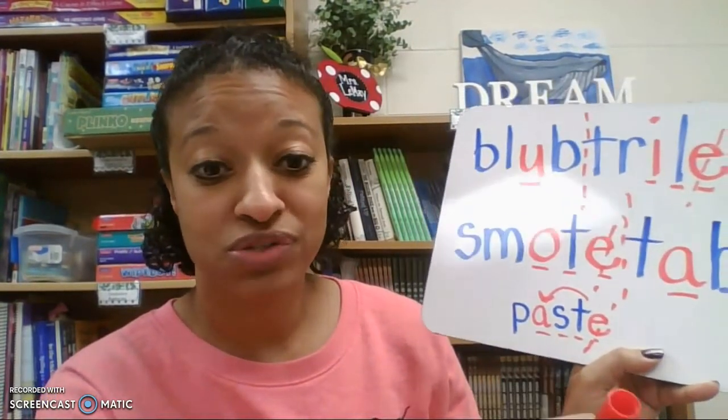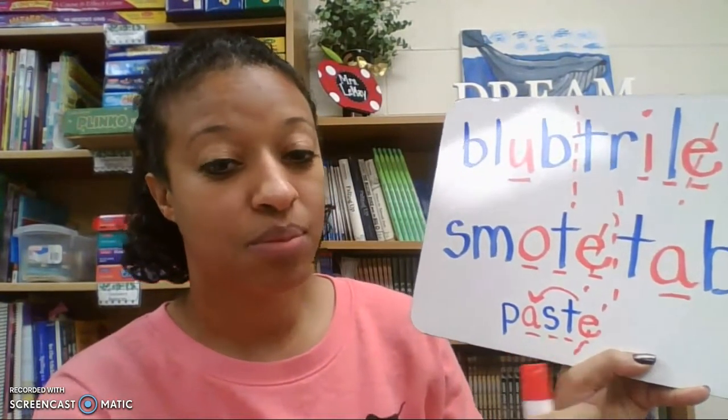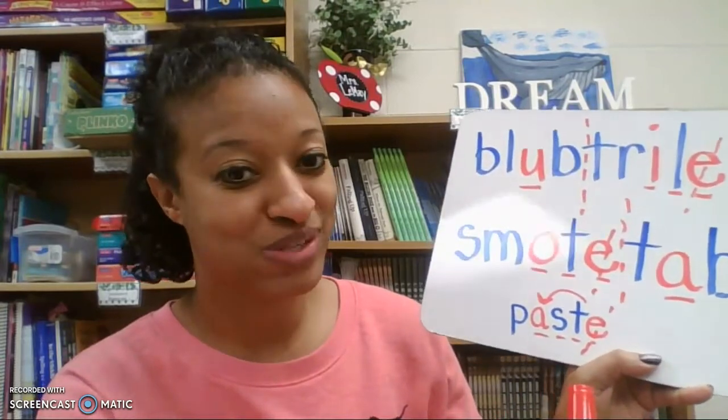Okay, so this is our new skill, skill 11, long vowel silent E, multisyllabic words. Remember, multisyllabic is just a big word for more than one syllable. Okay, let's continue, guys.